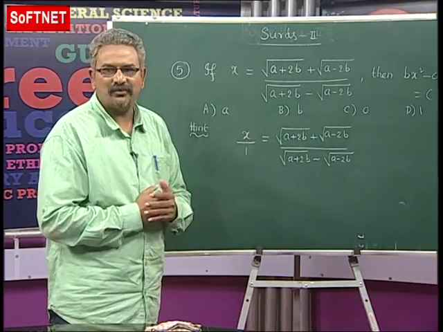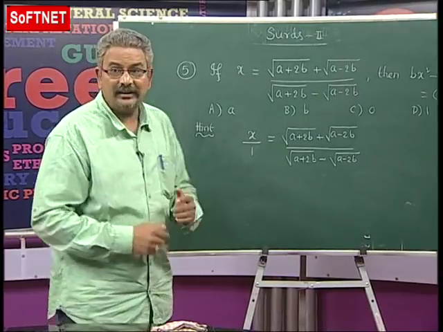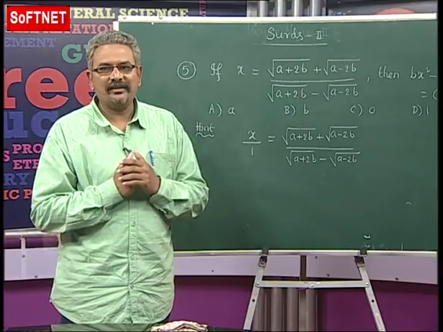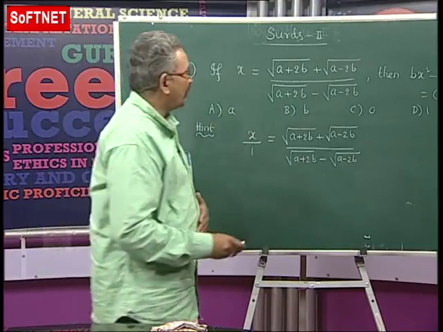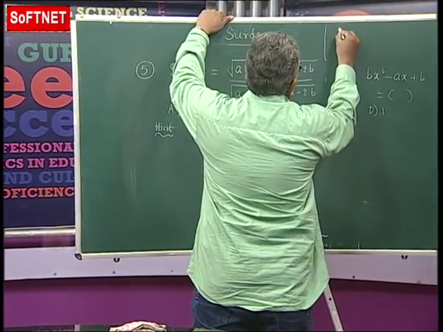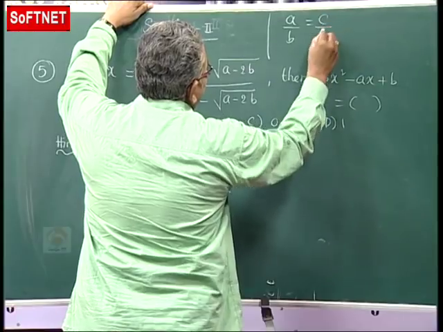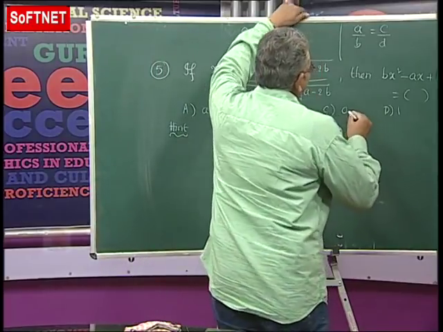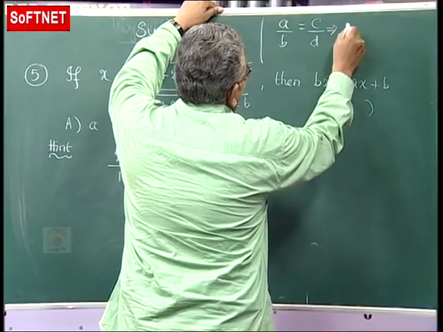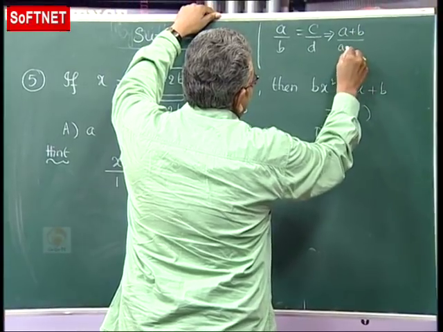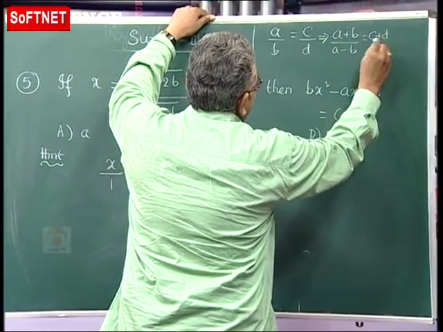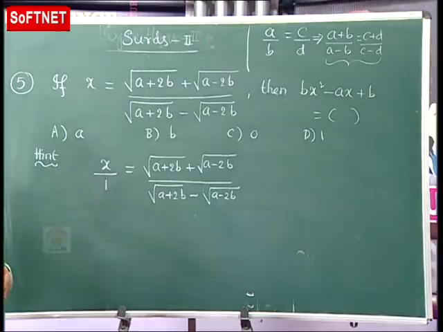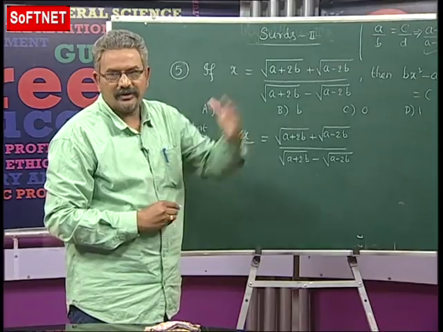So I will write on the board also what is componendo and dividendo. In Telugu, yogantaranupata kriya, componendo and dividendo. So now I will write here, suppose a by b is equal to c by d. If both ratios are equal, so this can be written a plus b by a minus b equals c plus d by c minus d. This is called componendo and dividendo. Okay, I hope you have understood this one.